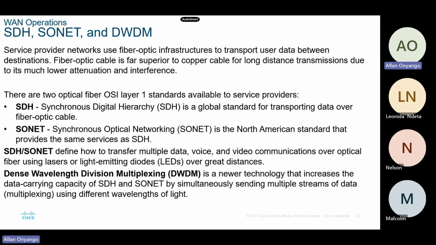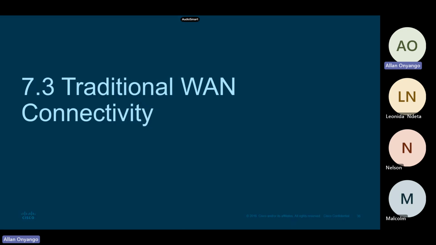So fiber optic is the best thing that ever happened to us, and we want fiber optic to be here for longer. And with technologies like dense wavelength division multiplexing, I think the internet will become much and much faster with time. Let's look at some traditional WAN connectivity options. Thereafter, we will look at the modern ones, and then we look at the internet connectivity options.